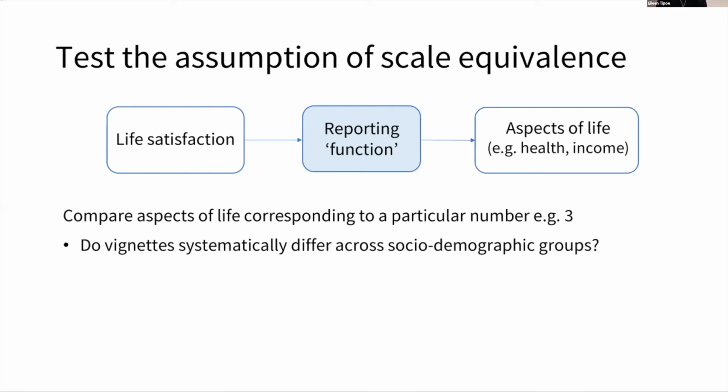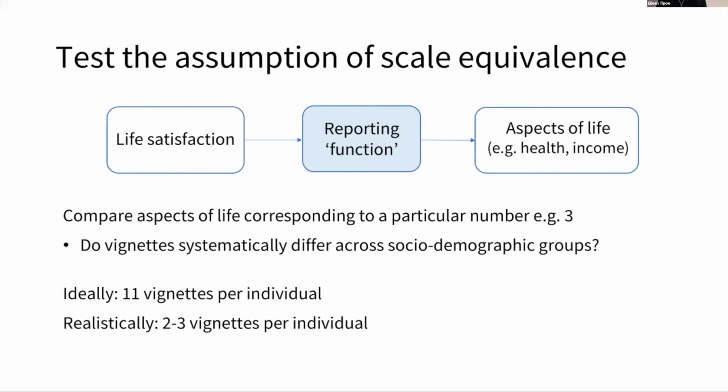In terms of implementation with an actual survey, ideally you'd want 11 vignettes per individual, like 11 tweets, like Mark was saying. But realistically, when we piloted this, people got tired after around 3. So we would choose 2 or 3 random numbers and get people to fill in the vignettes for those numbers only.